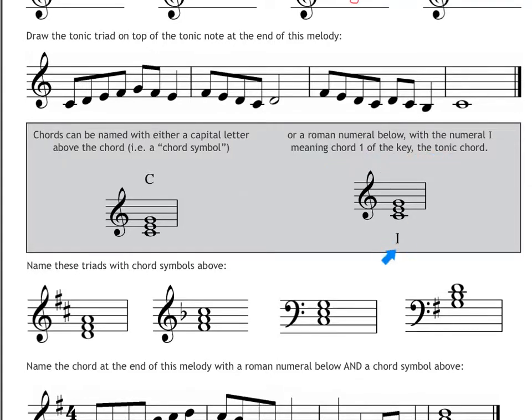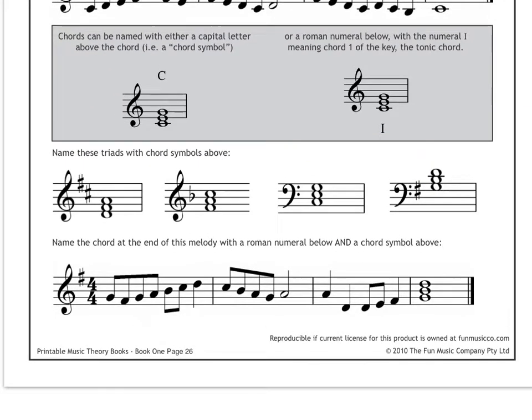Whenever you have a Roman numeral below a bunch of notes with an uppercase 1, that means a triad built on the first note of the scale, the tonic note. Also called a 1 chord. So these below are all going to be tonic triads. You have a key signature and you have a triad built on the first note of that scale or of that key. It says to name these triads with chord symbols above. So right above the staff here, you're going to write the proper letter name.